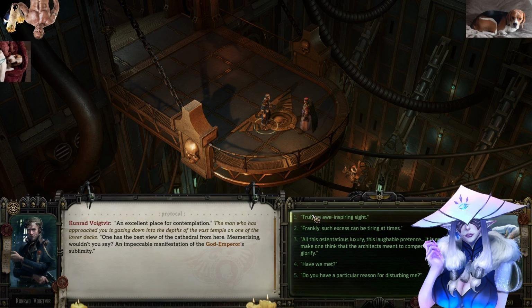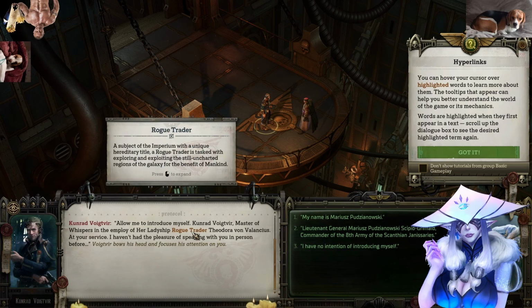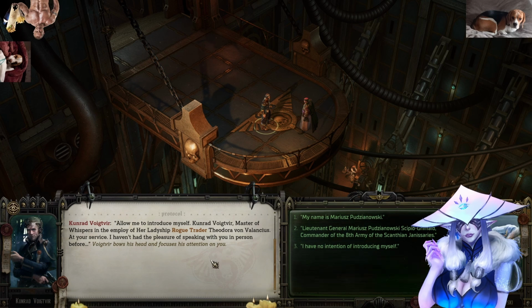Surely an awe-inspiring sight. Thank you, such austere luxury is left over pretense. It is enough to make one think it an attempt to compensate or glorify. Have we met? Allow me to introduce myself. Conrad Voigtveer, Master of Whispers, in the employ of Her Ladyship Rogue Trader Theodora von Valancius. At your service. I haven't had the pleasure of speaking with you in person before. Voigtveer bows his head and focuses his attention on you.